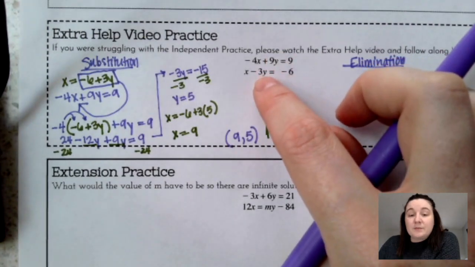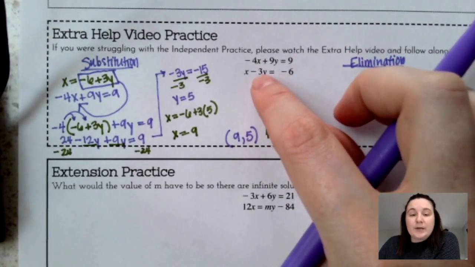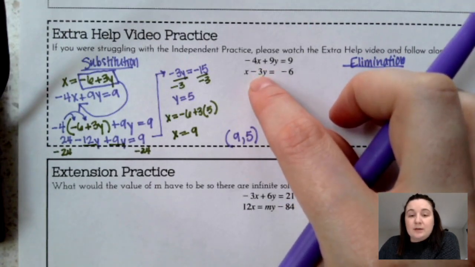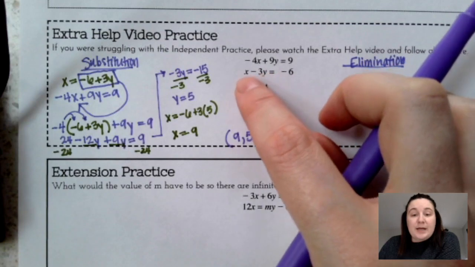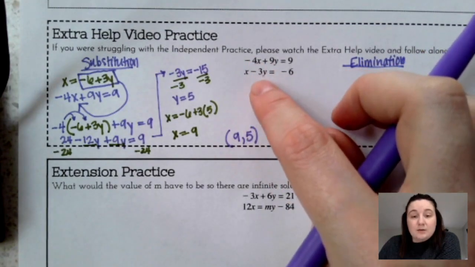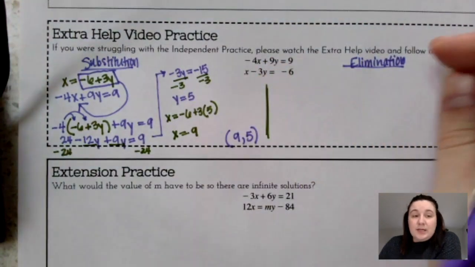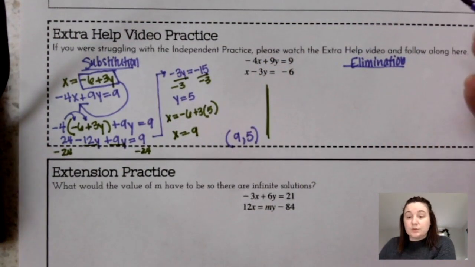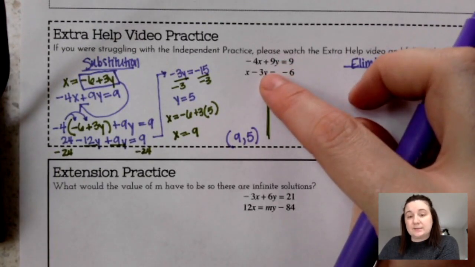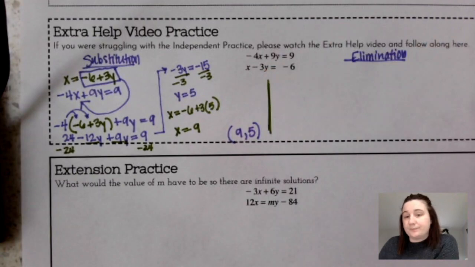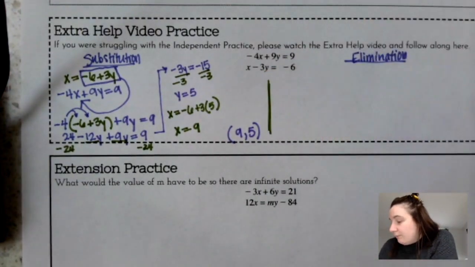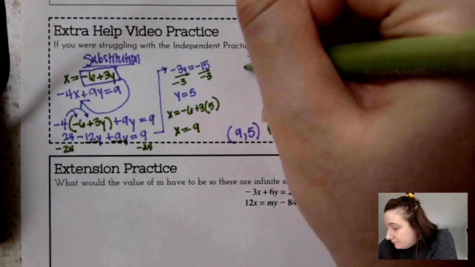I'm going to actually multiply by 3 and get rid of the y's because it's the opposite of the original video. So I'm going to multiply everything in this second one by 3. I'm going to distribute and get 3x minus 9y equals negative 18. Then I have my original that I never touched.